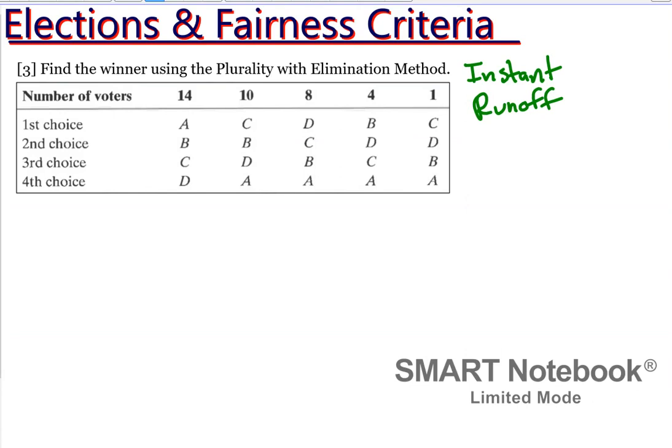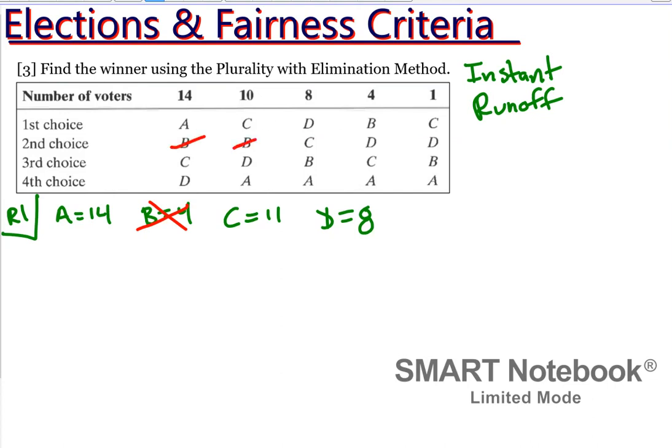and they rerun the election until somebody wins over 50% of the vote. So if we go back to this, we can see that A has 14 first place votes, B has 4, C has 11, and D has 8. So this is round one. And the plurality with elimination method says eliminate the person with the least first place votes.